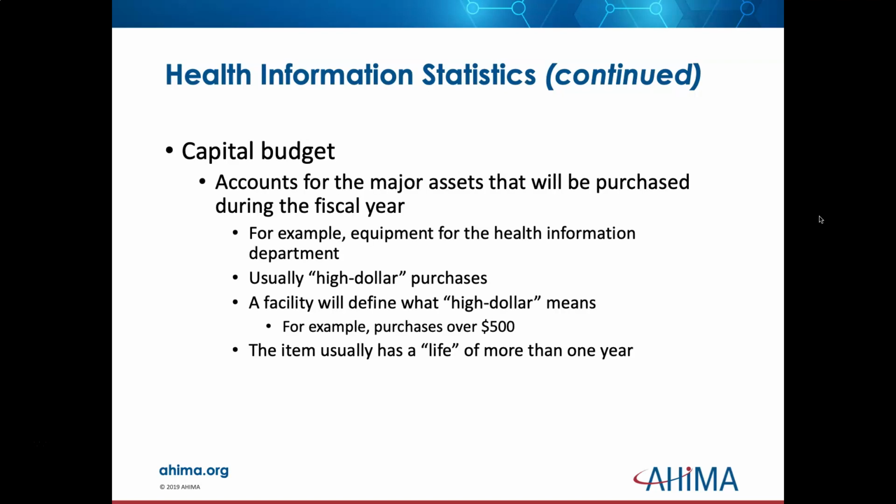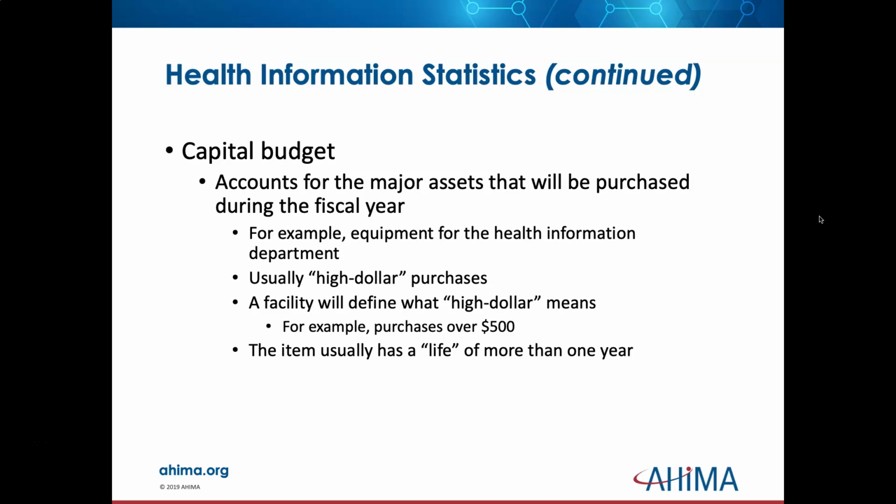Capital budgets. Capital budgets are different than operating budgets. Operating budgets, remember, that's the cost of doing business. Capital budgets are for major assets, like when you add on to a hospital, when you purchase a big piece of equipment, when you put in a new IT system. These are high dollar purchases. And your facility defines what high dollar means. Your facility may say it's anything over $500. Some facilities say it's anything over $200. So they define that. And travel education never falls into this.